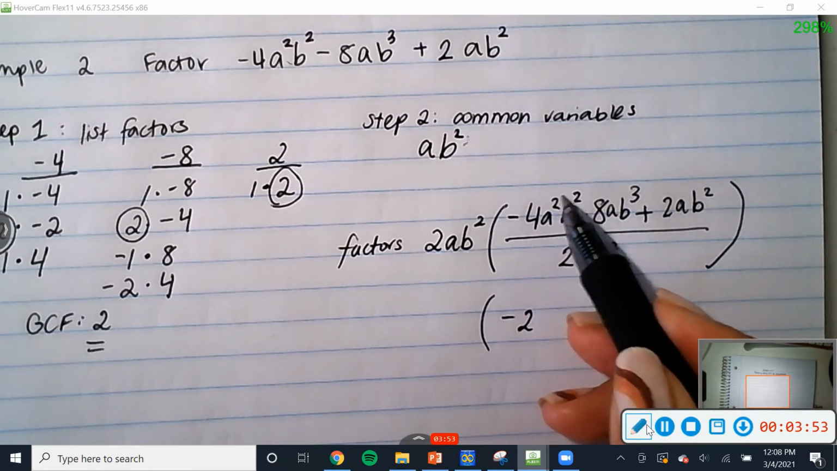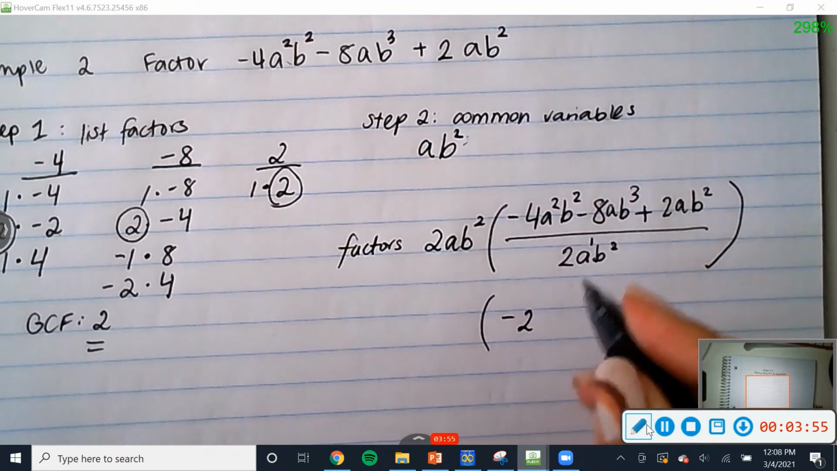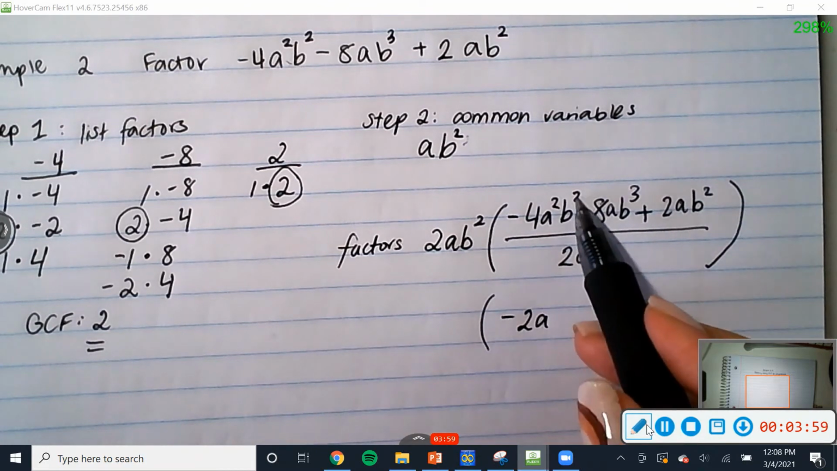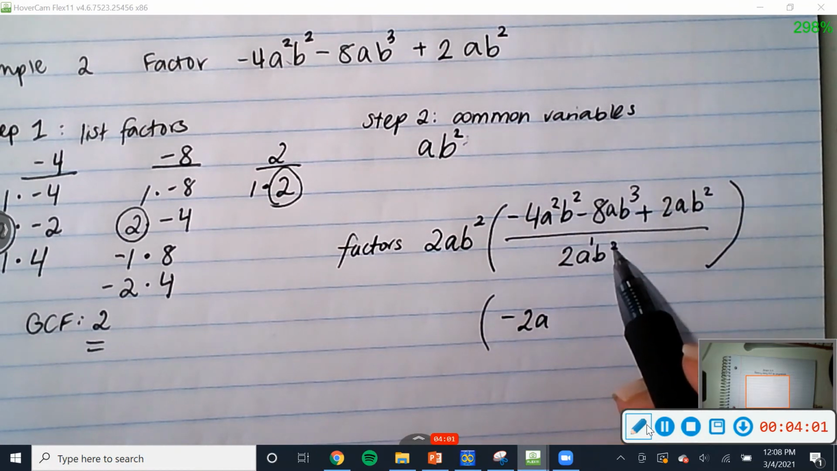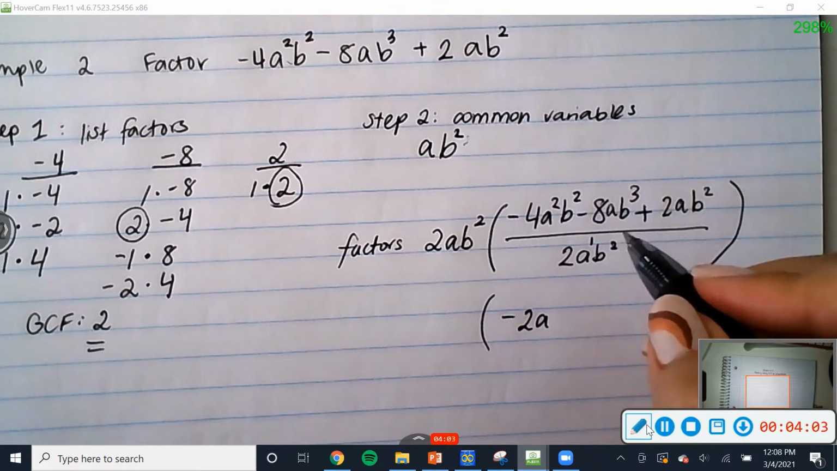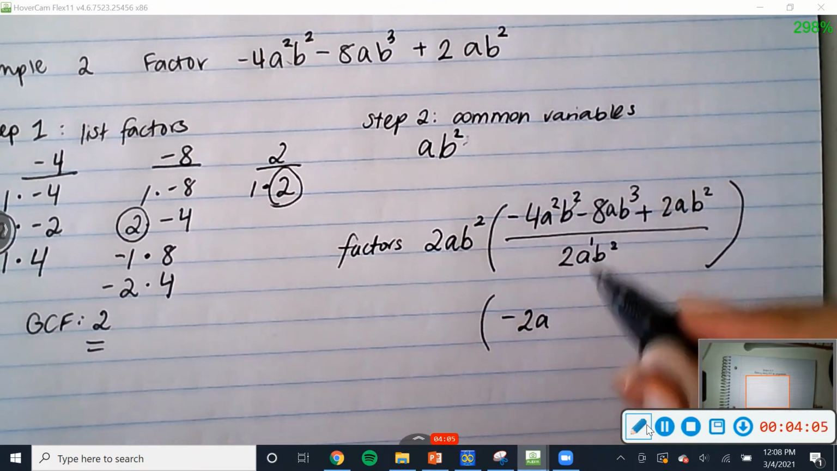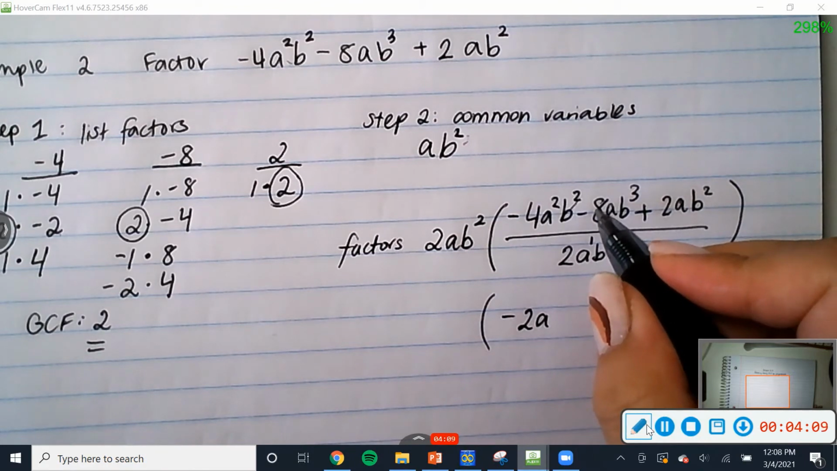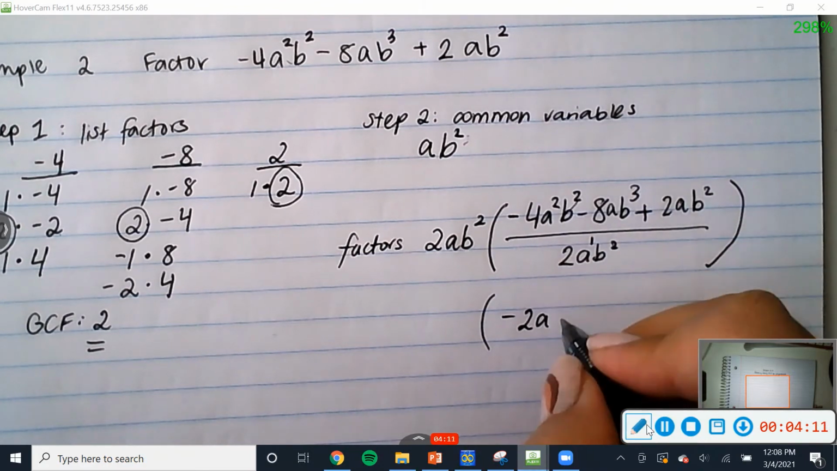A to the second power minus A to the first power leaves me with A to the first power. B to the second minus B to the second, that's 0. So those will just cancel out. So I'm just left with negative 2A. Moving on to the second one, negative 8 divided by 2 is negative 4.